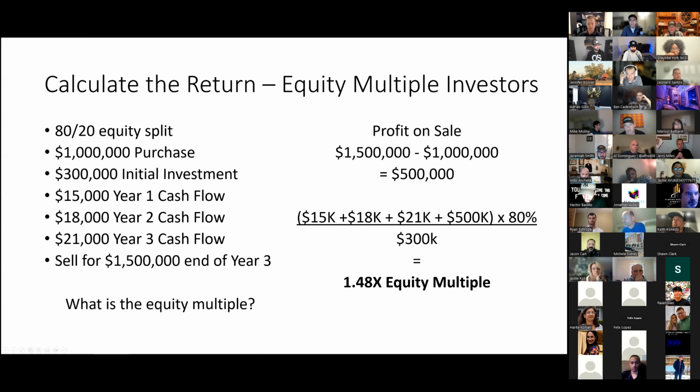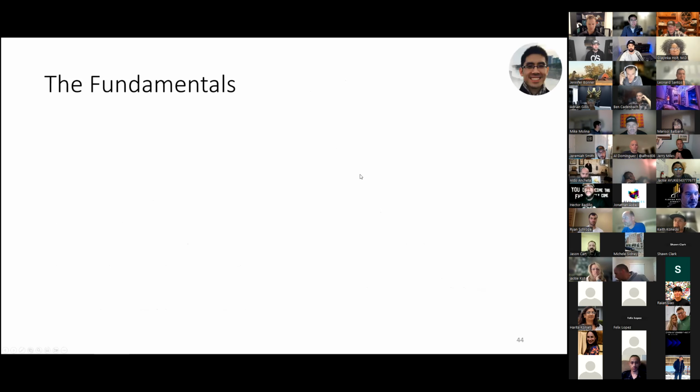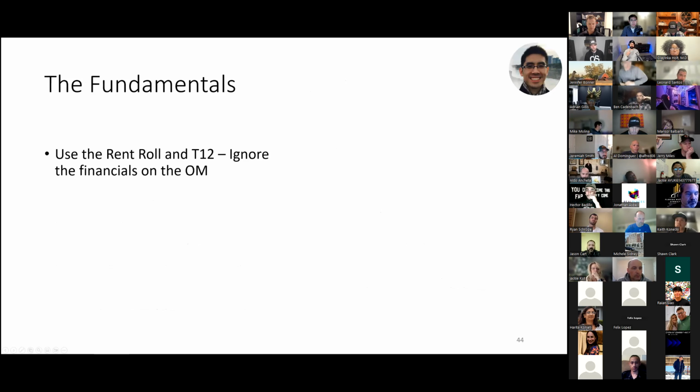So it sounds like everybody got this one now. Okay. So now that we've gone full circle, I wanted to go back to the fundamentals of underwriting properties. The two documents you're going to need in order to underwrite the deal are the rent roll and the T12. Do not rely on what the financials in the OM say. A lot of the times the OM has outdated data compared to the current financials.